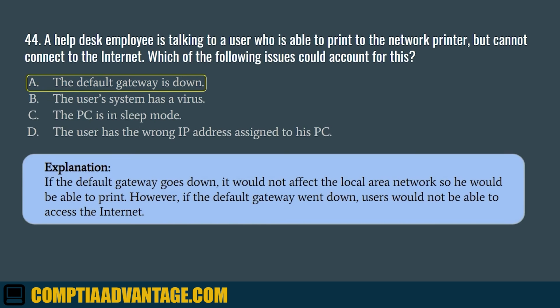If the default gateway goes down, it would not affect the local area network, so he would be able to print. However, if the default gateway went down, users would not be able to access the Internet.